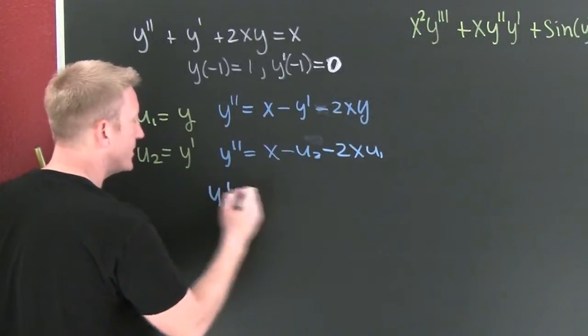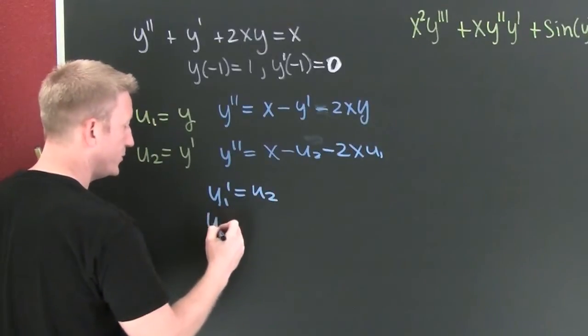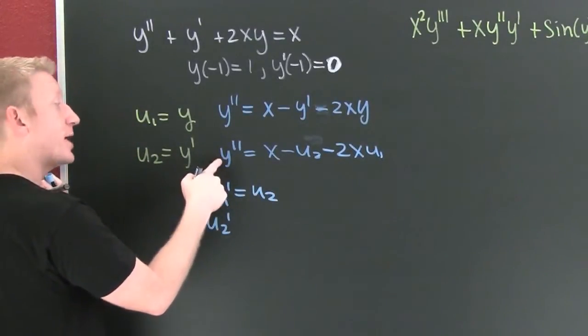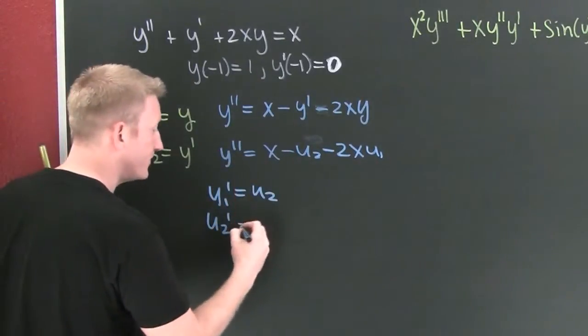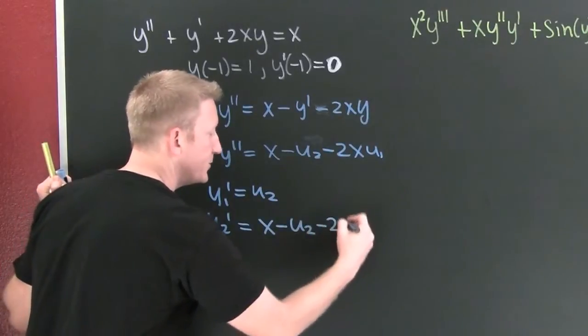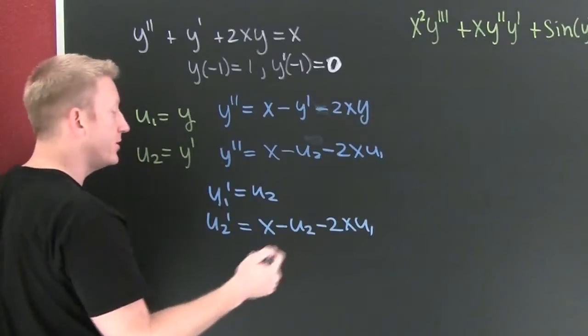Here we go. Ready? U1 prime is equal to what? U2. And then u2 prime. What's the derivative of u2? It's y prime prime. Oh, so it's going to be equal to x minus u2 minus 2x u1. So now we have differentials in terms of our new variables.